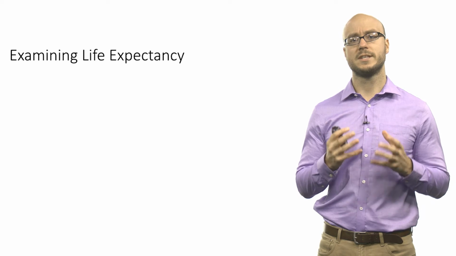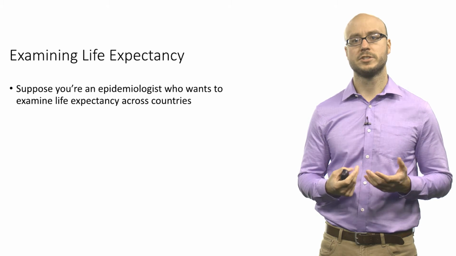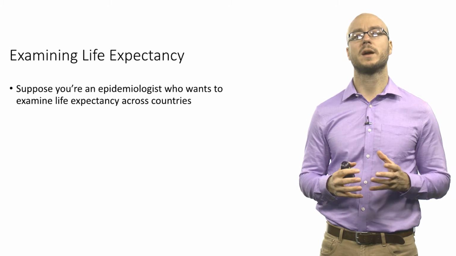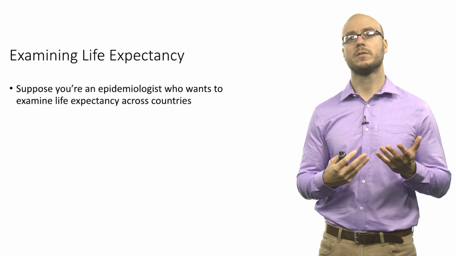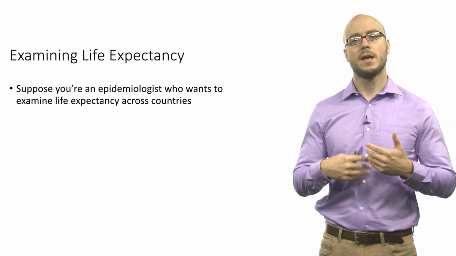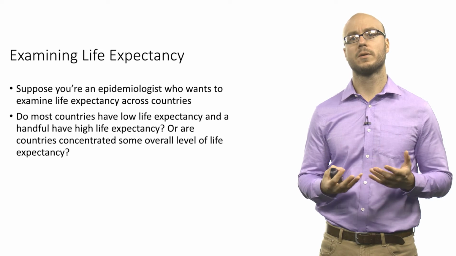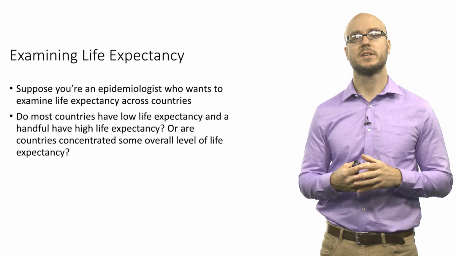It's very useful to see how spread out a set of observations can be. So let's go to this example of life expectancy. Suppose you're an epidemiologist or you're somebody working in public health and you want to examine life expectancy across countries. Why do people in some countries live longer than people in other countries? And how spread out is life expectancy across countries? What's the typical life expectancy if you just take all these countries together?